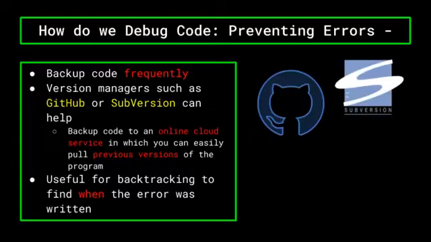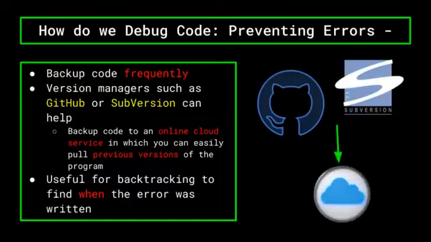If you save frequently enough, then you will probably not lose too much work. Version managers like GitHub or Subversion can help with this, as they back up code to an online cloud service in which you can easily pull previous versions of the program from at any point.